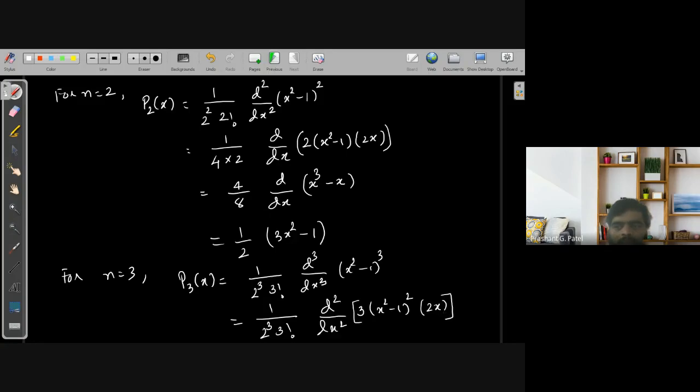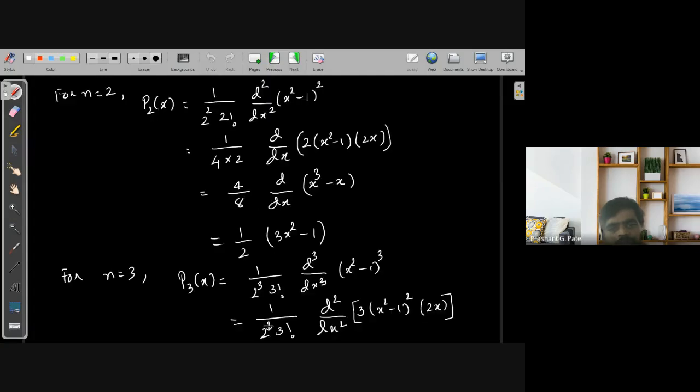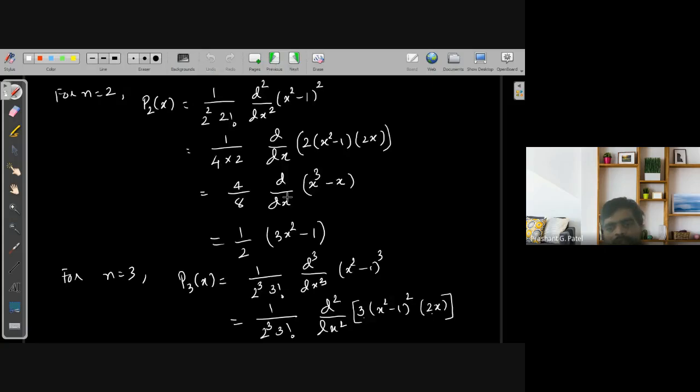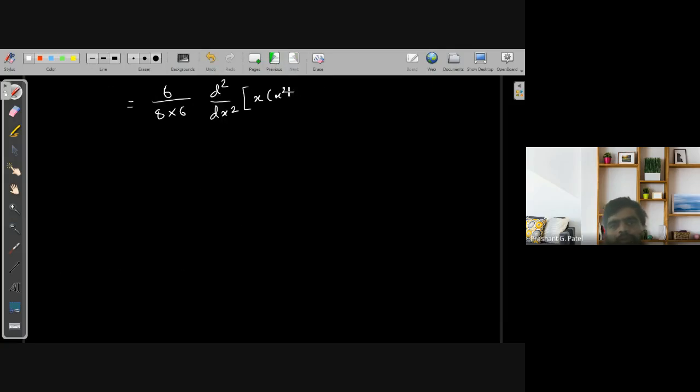And if you simplify this bracket quantity, by making a square and doing the derivative, or you can just apply the product rule, whatever you like to do. So we'll have 1 by 8 into 6, because 2 raised to 3 is 8 and 3 factorial is 6, and this 3 and this 2 are common and can be taken out, and we can write that here, that is d square by dx square. If you simplify the previous quantity, this is x into x square minus 1 whole square.